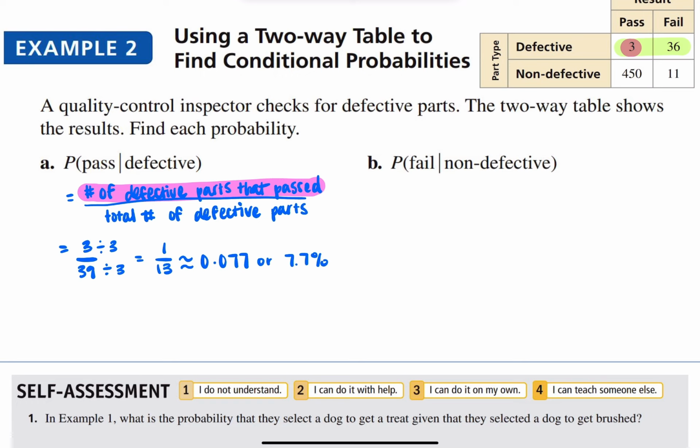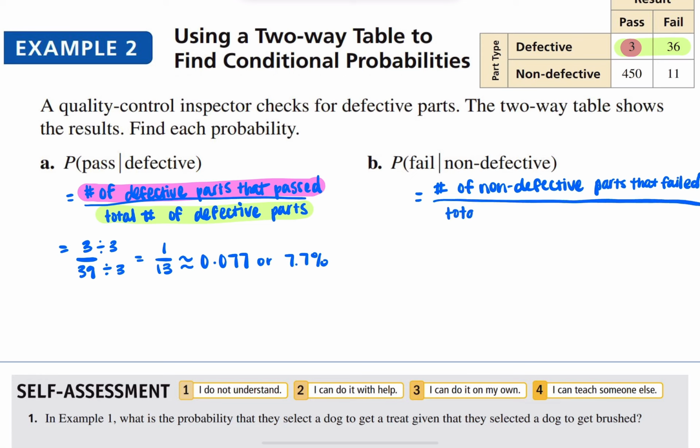All right, part B, the probability that they failed given that they were non-defective. So the number of non-defective parts that failed divided by our given, the total number of non-defective parts.